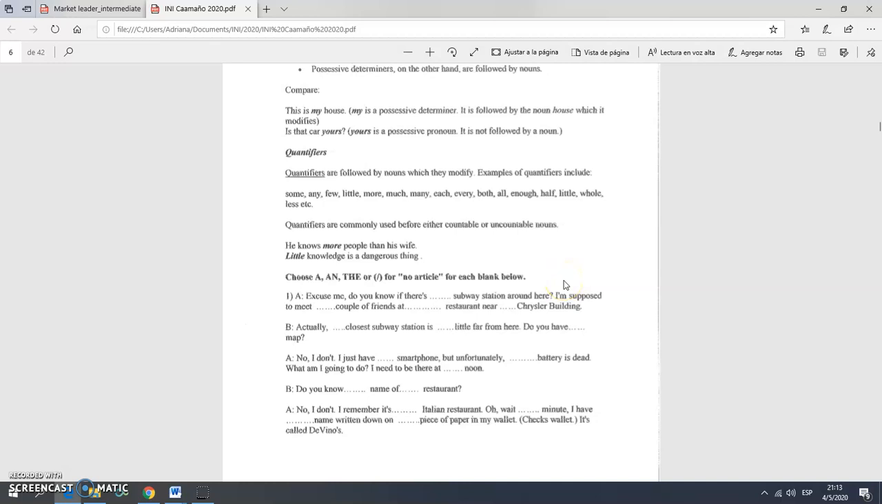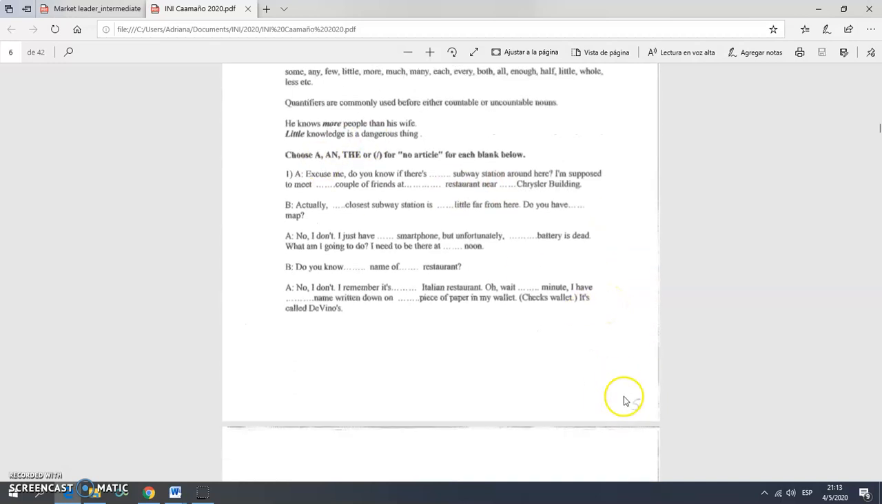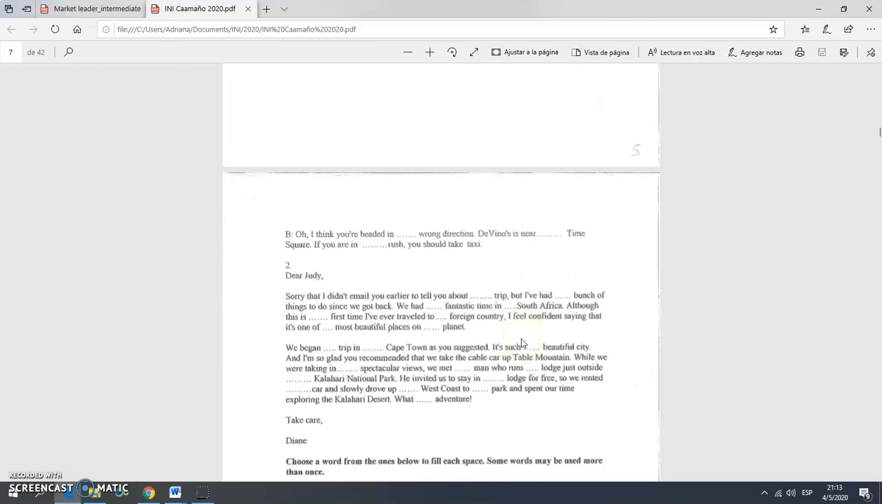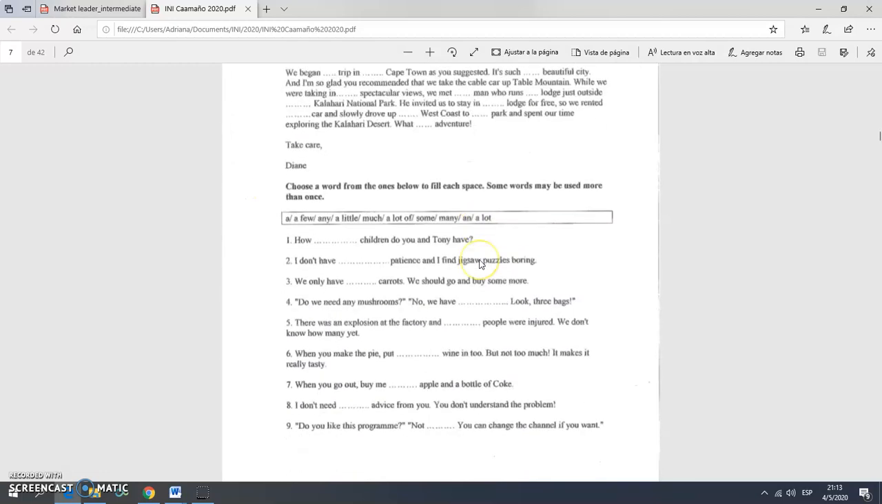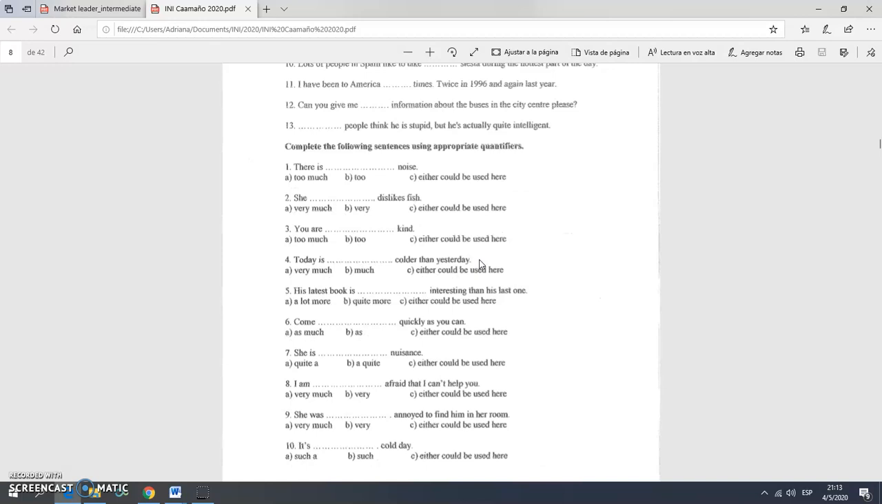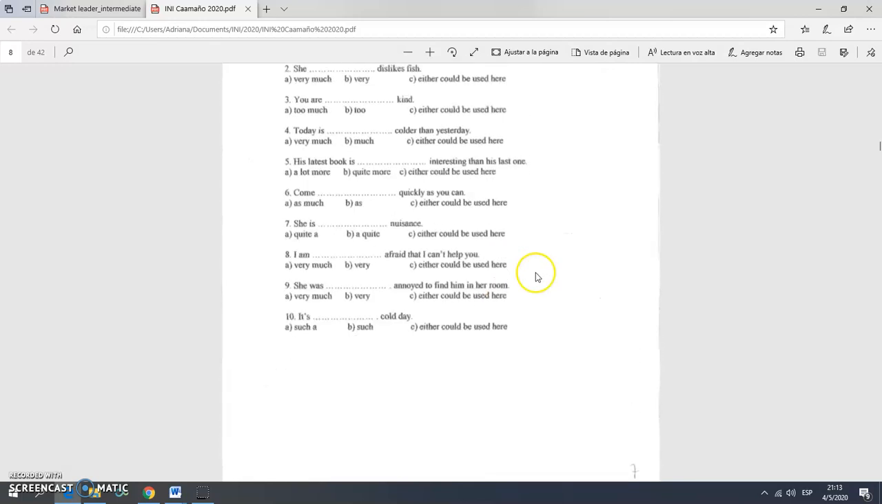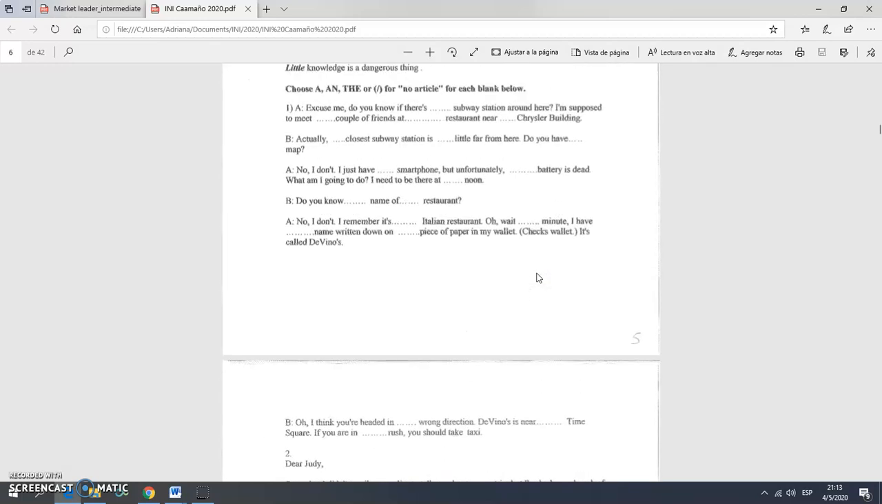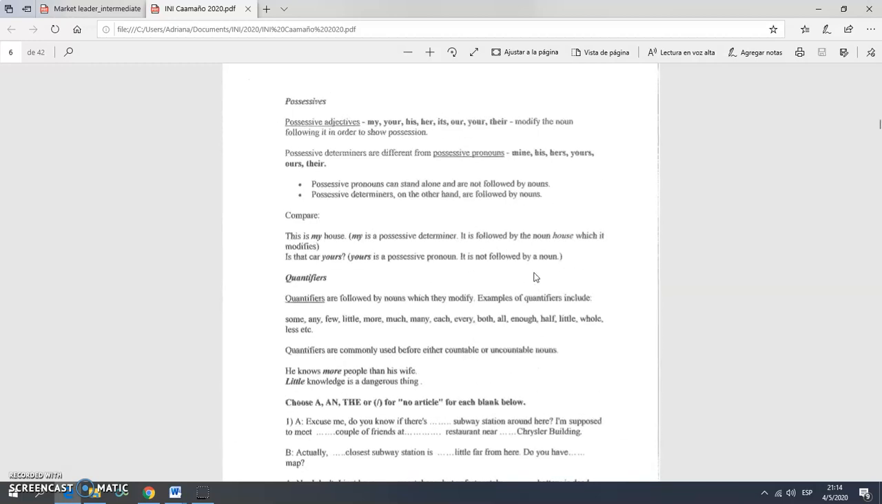I would like you to solve all the exercises after reading carefully and asking questions if necessary. I would like you to solve all the activities here. They start here on page 5. You have some activities, page 5, page 6, and up to page 7. The idea is to post the answers on Saturday morning. I will post a key directly so that you can correct your exercises.